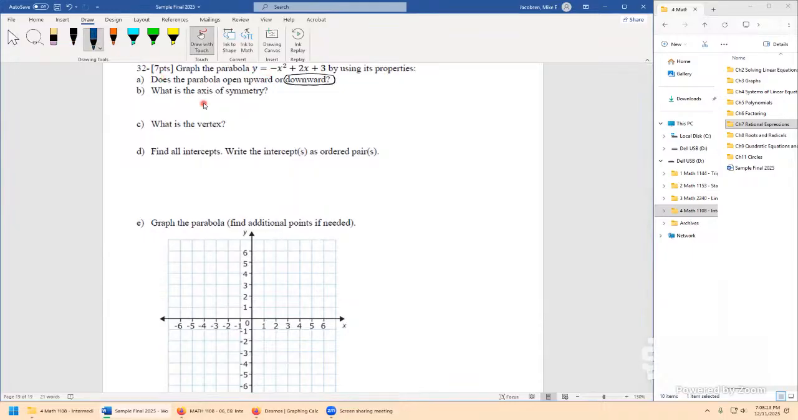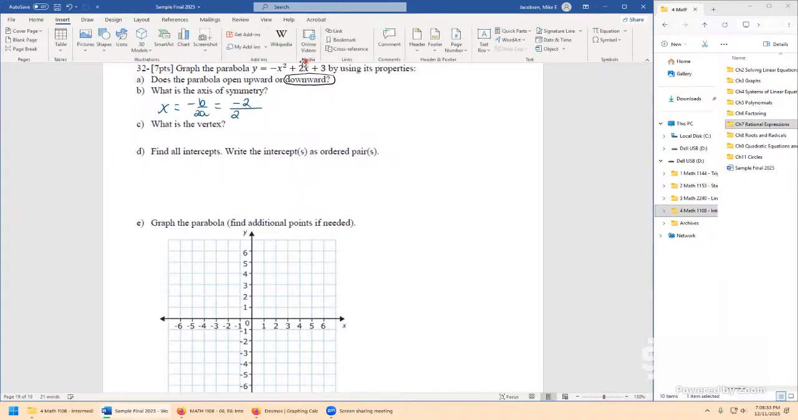For the axis of symmetry, this is where you're using the x coordinate for the vertex formula. Axis of symmetry is going to be x equals -b over 2a. The b coefficient is the 2 over here, so this becomes -2 over 2 times the a coefficient over here, which is a -1.